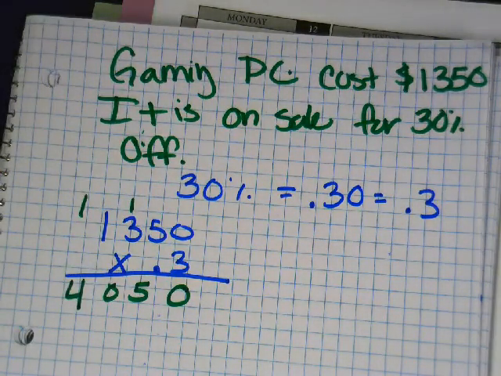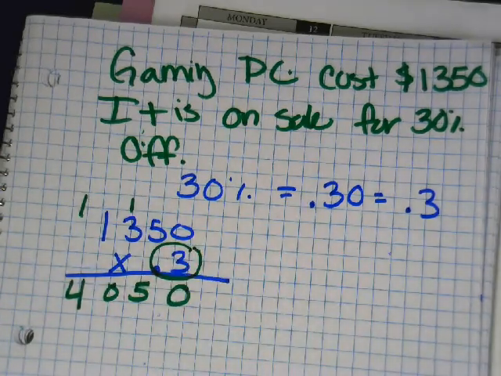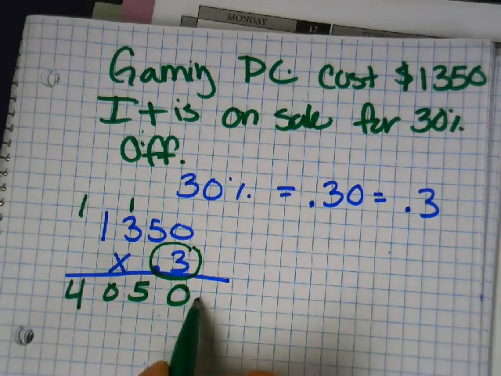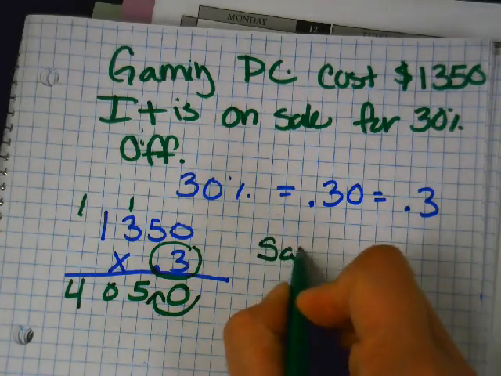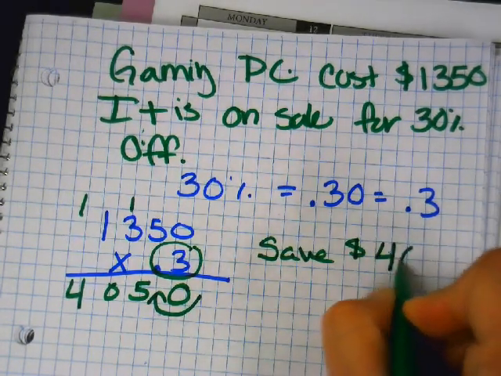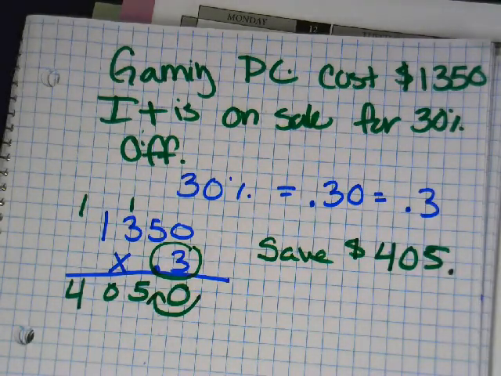All right. How many times do you move your decimal? One. Because there's one number. I didn't multiply by 0.30. I just multiplied by 0.3. So you move it over one time. So how much do you save? 405. The decimal's in the back. Now, because it ends in a zero, I can drop that zero. I don't need that zero. Okay? So I'm going to save $405.